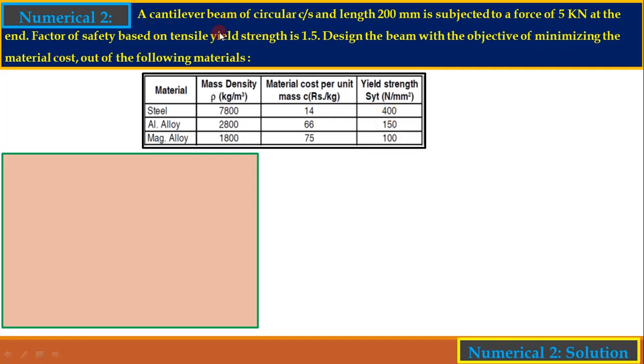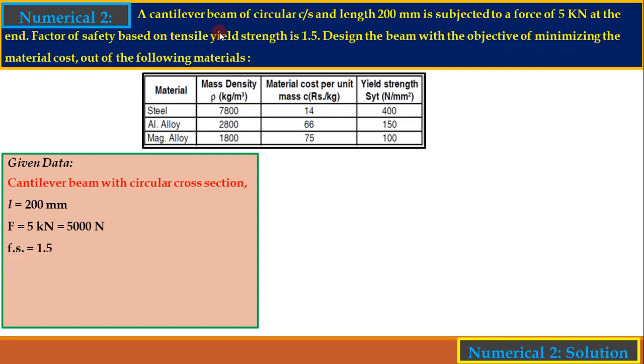Now first of all, we'll write down the given data. So a cantilever beam with a circular cross section is the component. Then its length is given as 200 mm. The force applied at the end is 5 kilonewton, so it is 5000 newton. Fs is 1.5, the factor of safety is 1.5. Then we have to design the beam. What does designing the beam mean? We have to find out the diameter of this cantilever beam.